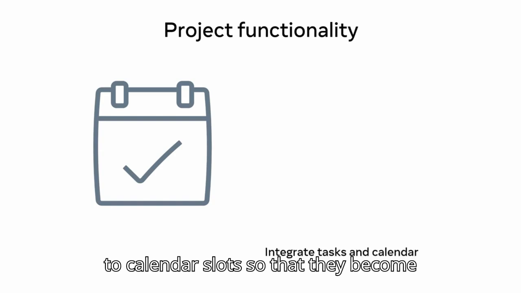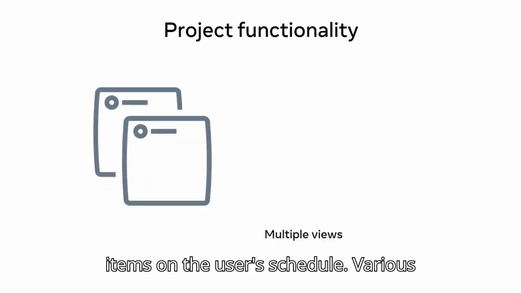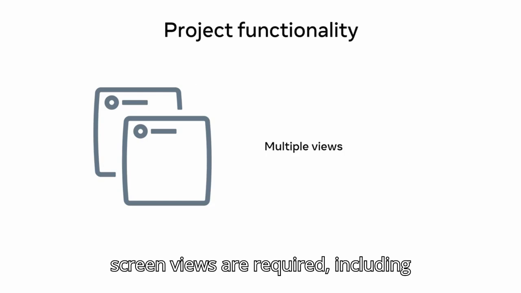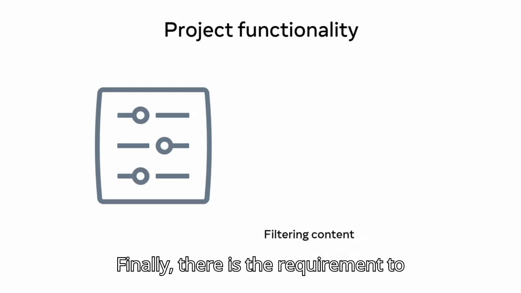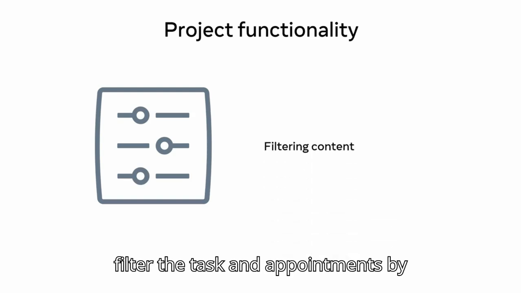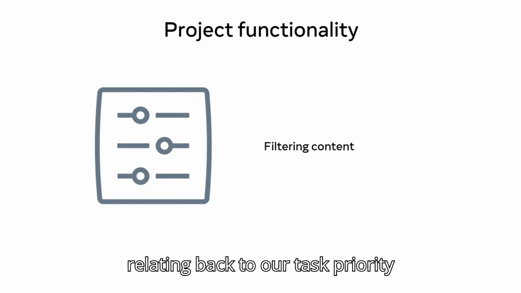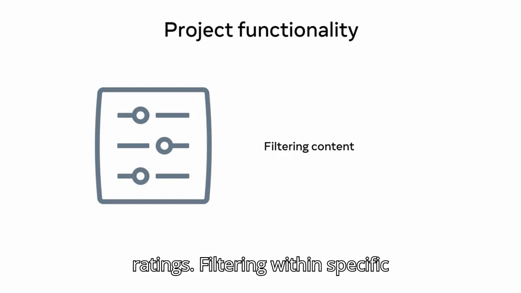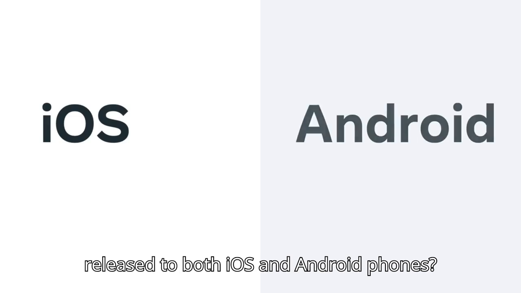Tasks can be upgraded to calendar slots so that they become items on the user's schedule. Various screen views are required, including weekly, monthly, and yearly overviews. Finally, there is the requirement to filter the tasks and appointments by several criteria, but especially criteria relating back to our task priority ratings. Filtering within specific time periods is also a necessity. And did I mention this app will be released to both iOS and Android phones?